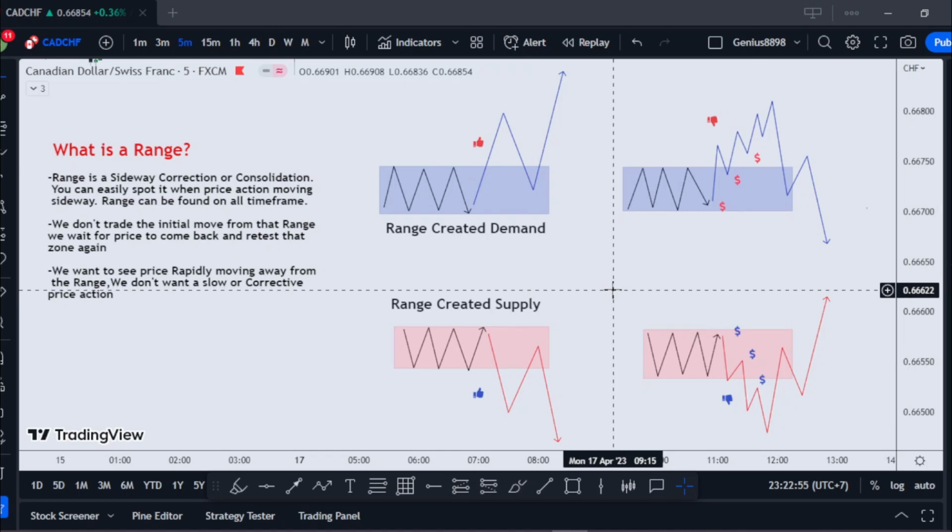Hello everyone, welcome. In today's video, we're going to talk about range and why it is important to understand range as a smart money concept trader.